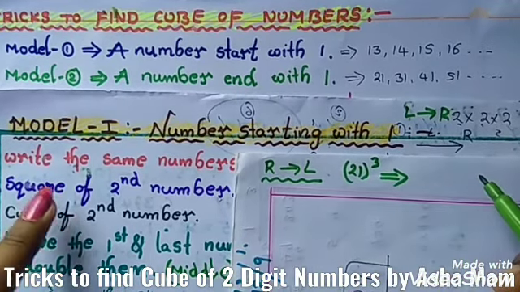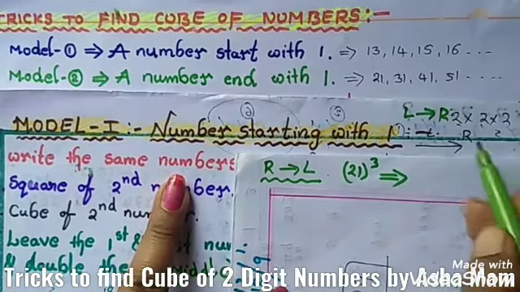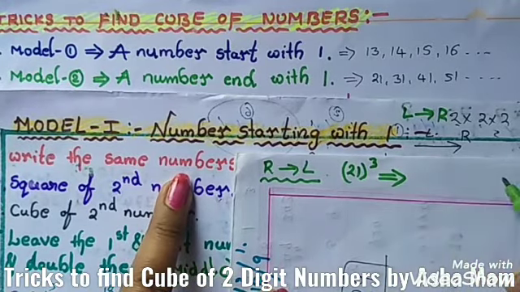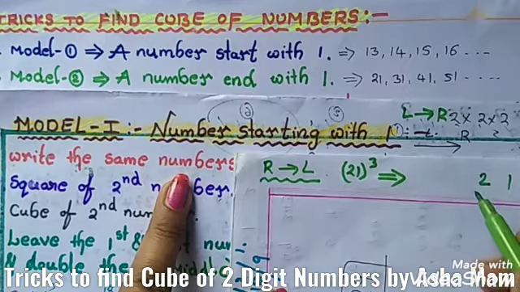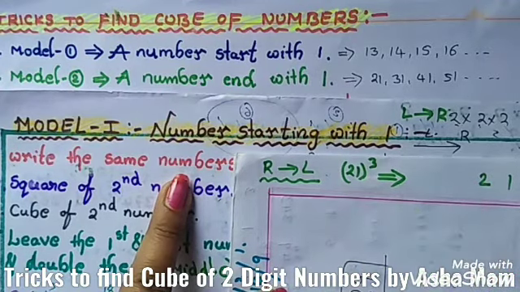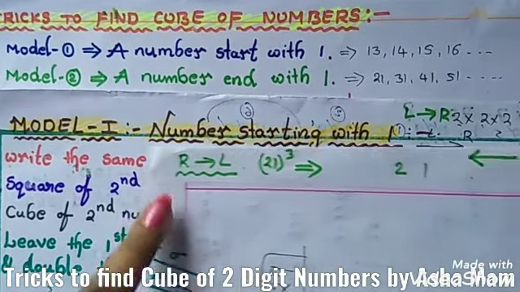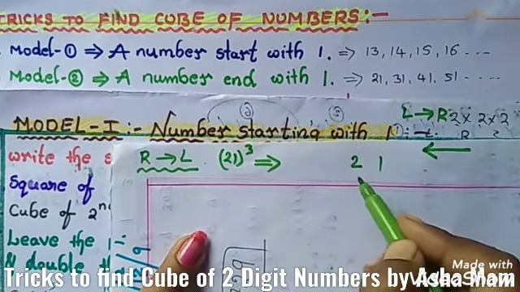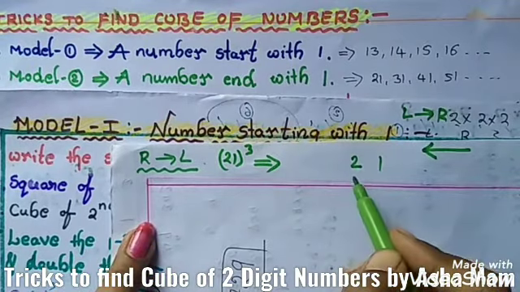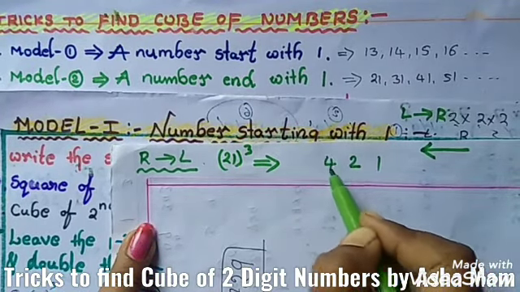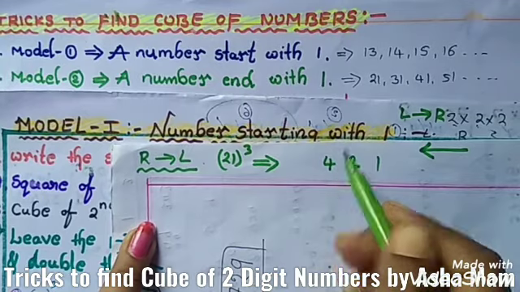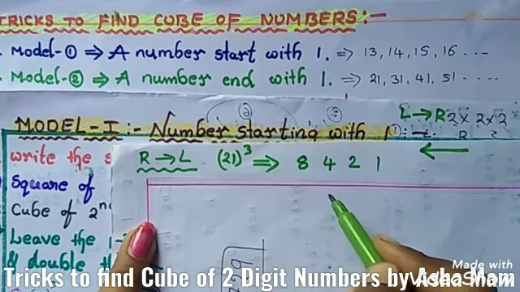So here, according to first rule, write the same numbers. That means 1 and 2. You have to observe these, students. From right to left I am writing here, just like this, in a reverse way. Right to left I am writing. Now 1 and 2. Square the second number. Here is the second number 2. Square is 2 2's 4. And cube the second number, means 8.